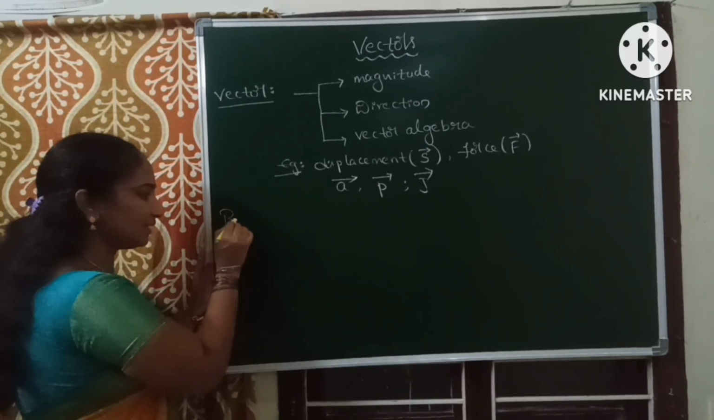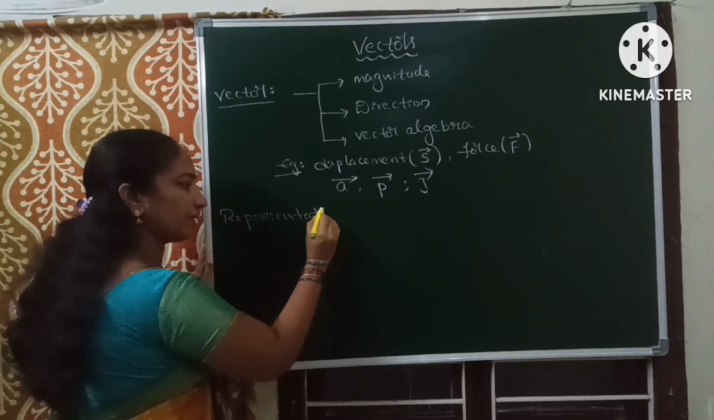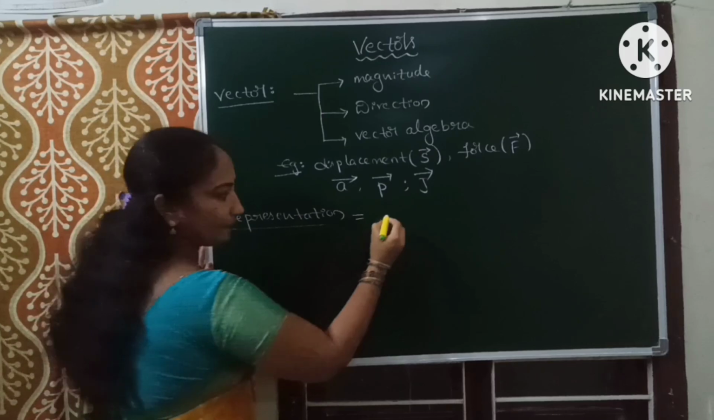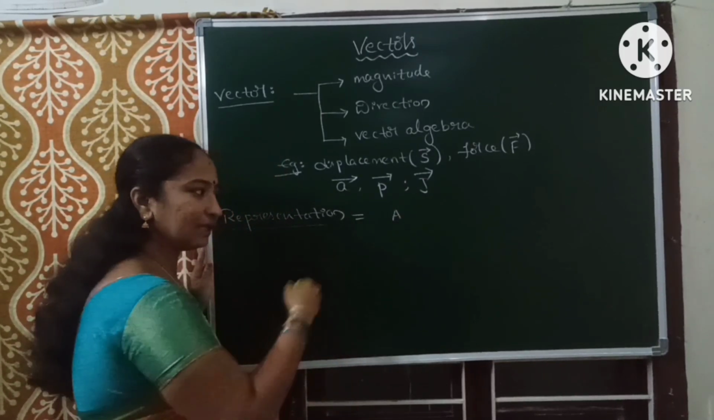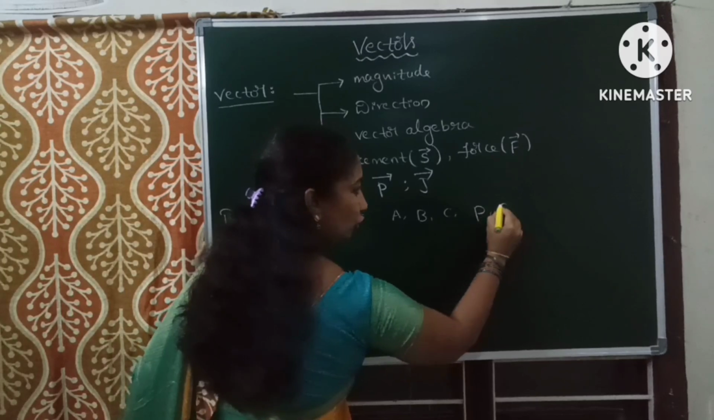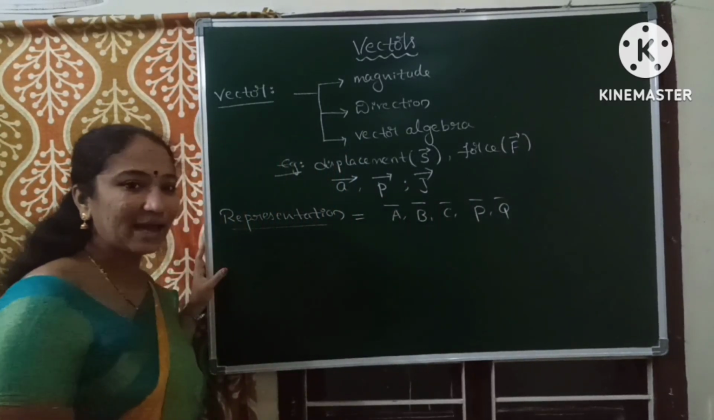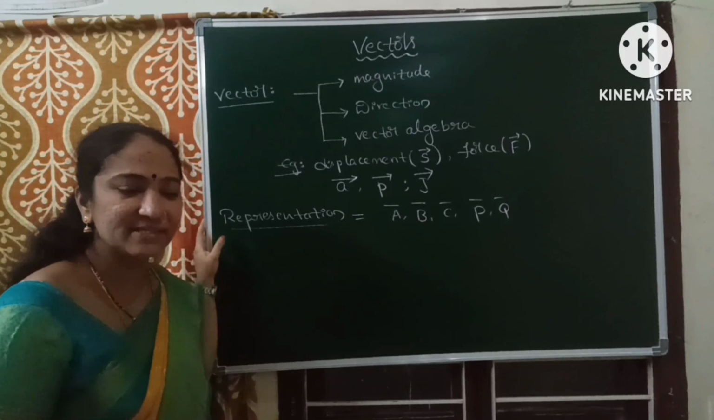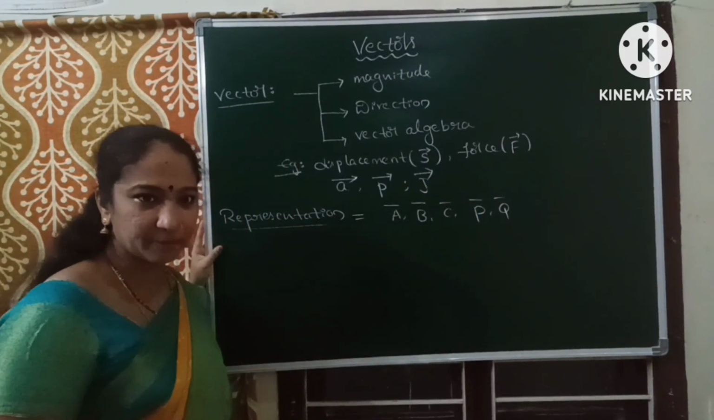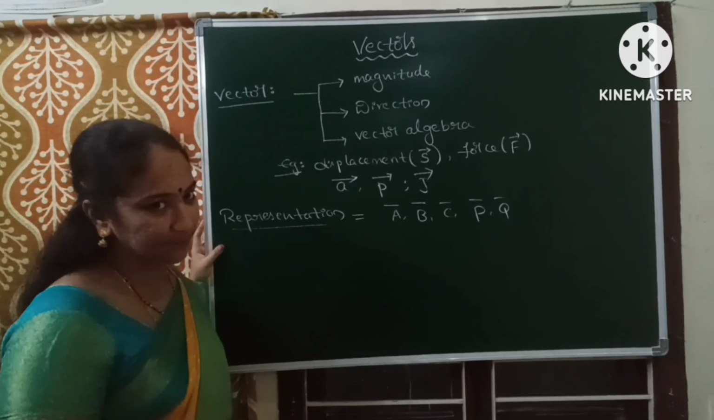Then how to represent the vector? Representation of the vector. Vector ni manam ela represent chestam? Generally a vector is represented with any capital letters A, B, C or P, Q like that, along with arrows on its heads. Arrow indicates simply the direction. This is the symbolic representation of the vector. A bar is a vector, B bar is a vector, like that, symbolic representation.